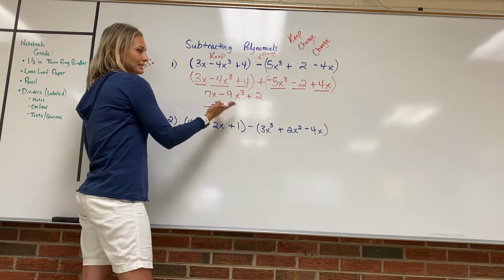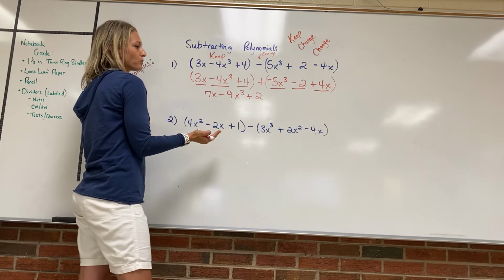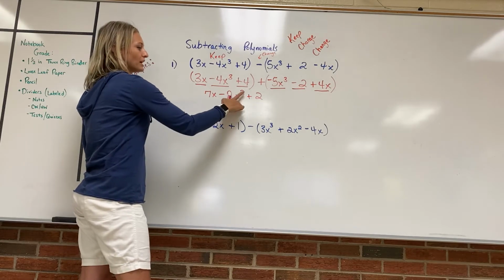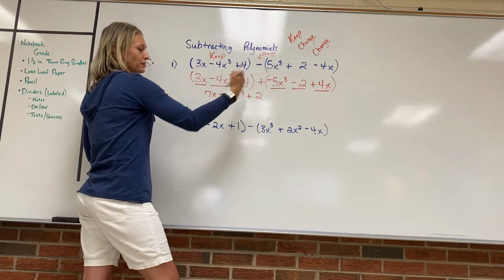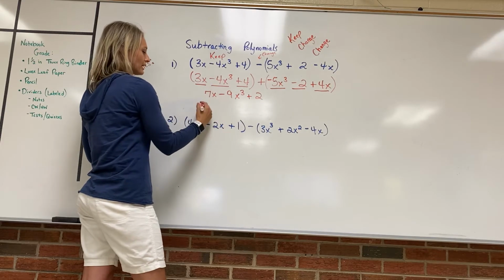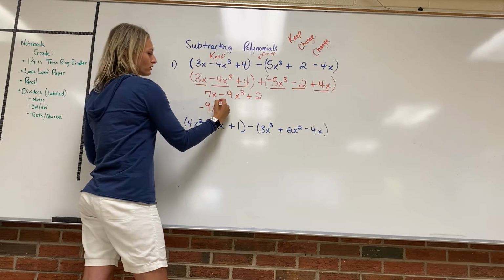And notice when I did this one, I should have looked ahead and I would have been able to put it in standard form right away. But if it's not in standard form, remember, you take the terms that have the highest degree, and you list them from highest to lowest degree. So this one right here has the highest degree. Remember, you take the sign with it. So it'd be negative 9x to the third.